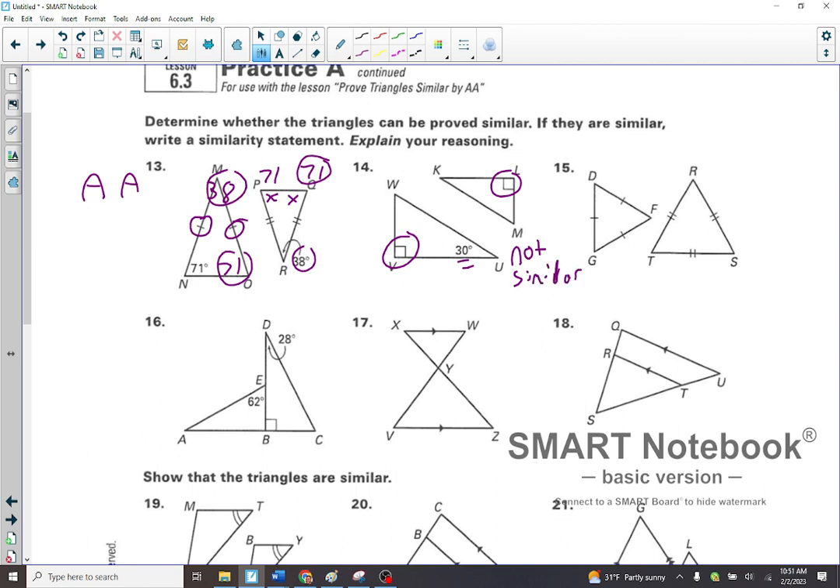So because of this, it is not similar. I don't have enough information to prove it. If we do 16, just go straight. 15. No, skip 15. 16.